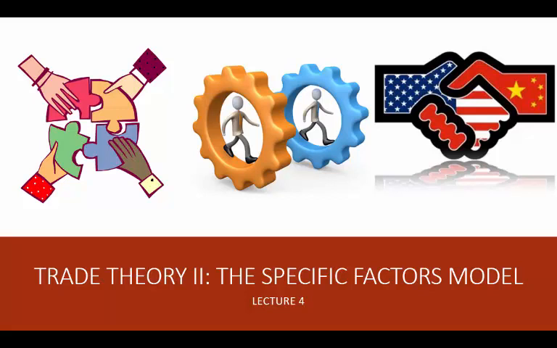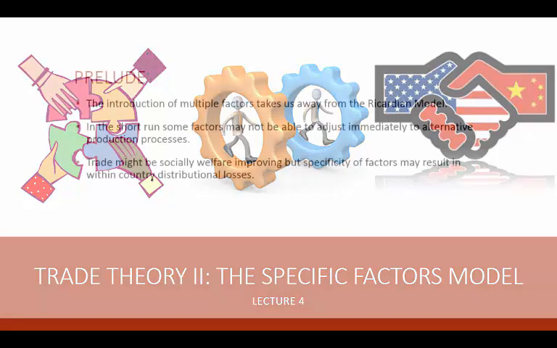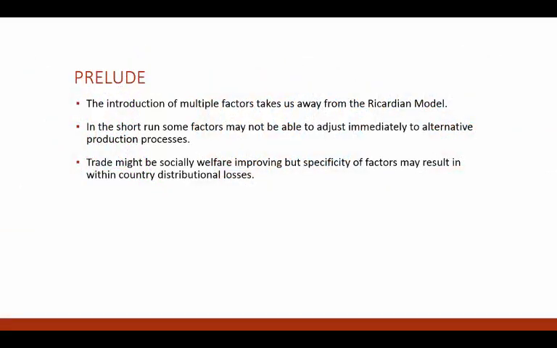Specific factors model of trade. In our last lecture, we modified the Ricardian model by including multiple resources. We now entertain the possibility of short-run specificity of some factors of production, and then investigate the nature of within-country distributional losses that may result from such specificity. But what exactly do we mean by factor specificity?